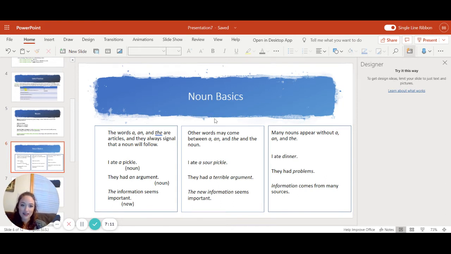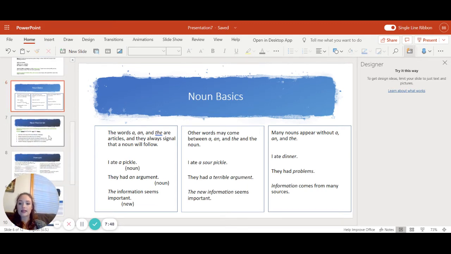Okay, so other words may come between a, an, and the noun. For example, I ate a sour pickle. I had a terrible argument, and the new information seems important. So a noun still comes after the article, but there is an adjective in between, basically, okay? And lastly, many nouns appear without an article, without a, an, or the. So I ate dinner, right? They had problems. Information comes from many sources. Okay, I hope that makes sense.